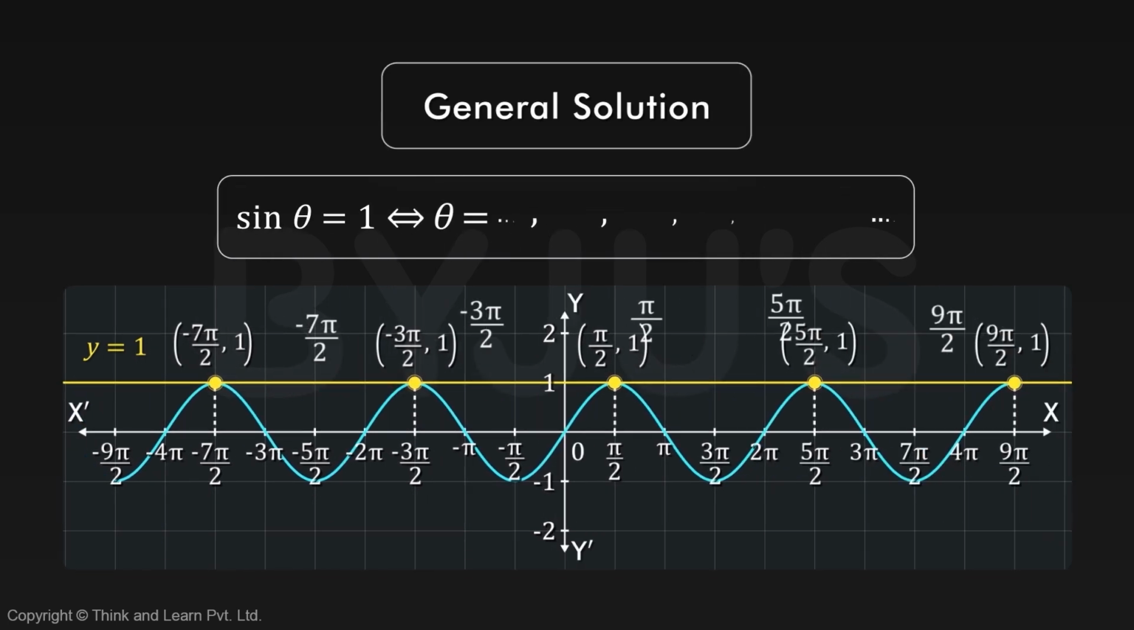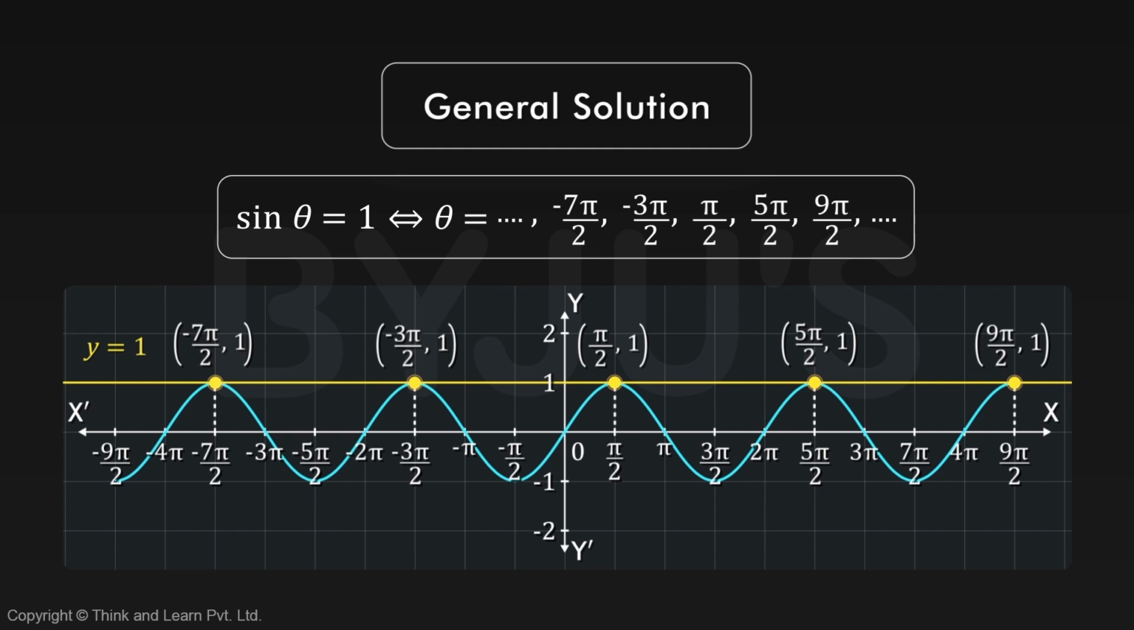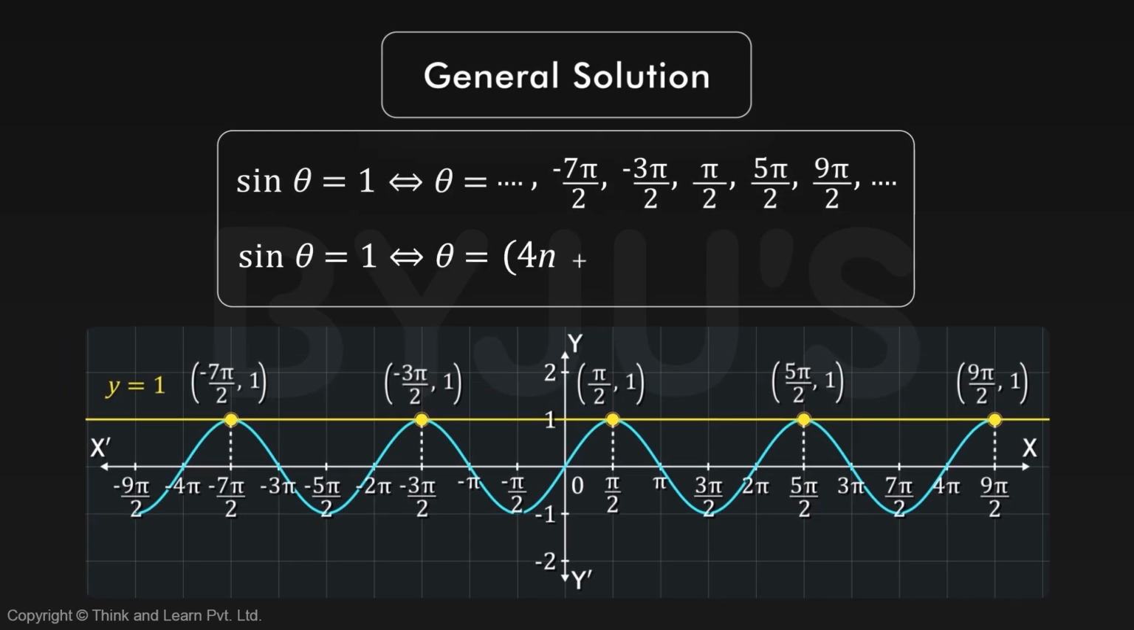All of these values will satisfy the equation sine theta equals 1. Or we can say that sine theta will be equal to 1 if and only if theta is one of these angles. You know, if we wish to compactify this, then we will have to observe the general look of all these angles. What is it? Analyze very carefully. Take your time. Yes, each of these angles can be written as 4n plus 1 times pi by 2 for some integer n.